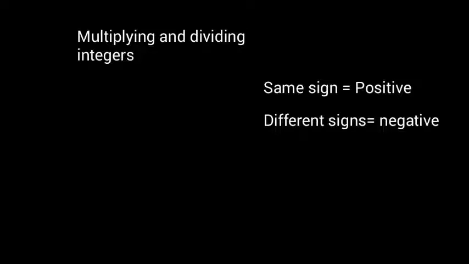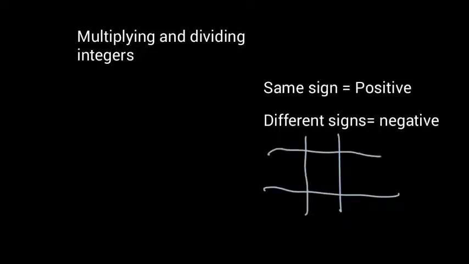So a visual of that would be the little tic-tac-toe board, where your positives win the game, and everything else is negative. So you do your positives at the diagonal. So positive and negative make negative, negative and positive make negative, and negative and negative make positive.